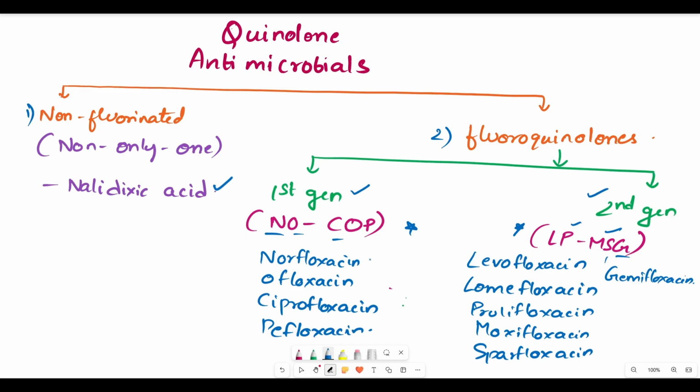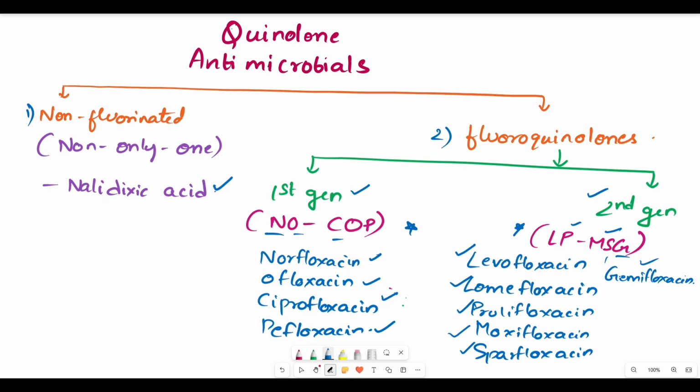In the first generation, NOCOP: N means it is norfloxacin, O means it is ofloxacin, C means it is ciprofloxacin, and P means it is pefloxacin. Coming back to the second generation, L means it can be levofloxacin or lomefloxacin, P means it is prulifloxacin, M means it is moxifloxacin, S means it is sparfloxacin, and G means it is gemifloxacin.